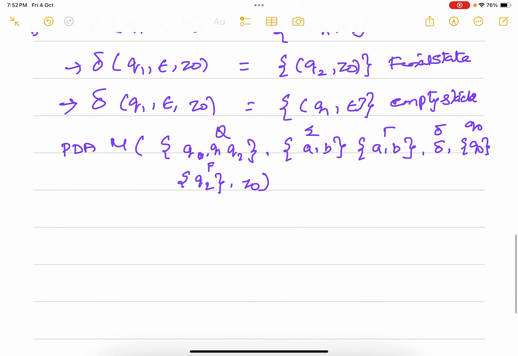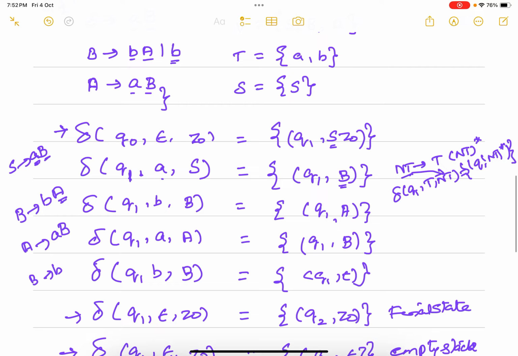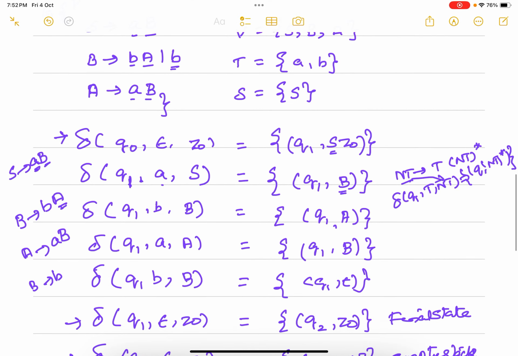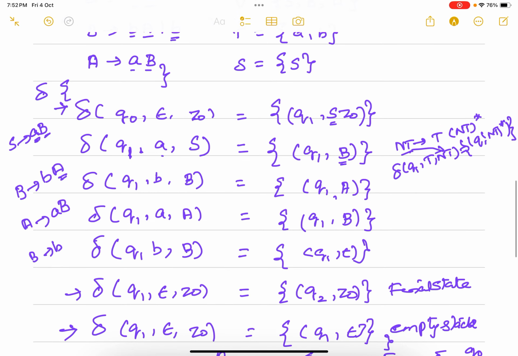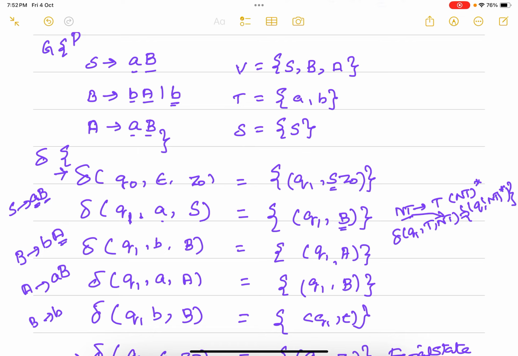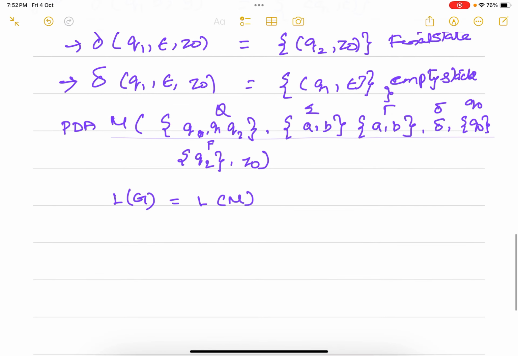So this is the corresponding pushdown automata we have designed. The language accepted by this grammar will be equal to the language accepted by the pushdown automata. So we have constructed an equivalent pushdown automata, this being the set of transitions for the given grammar.